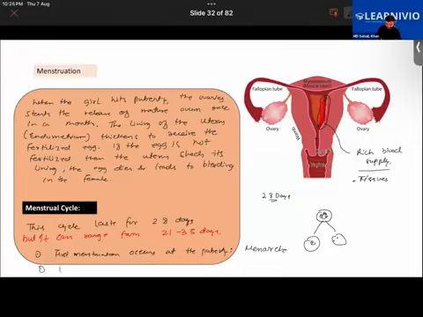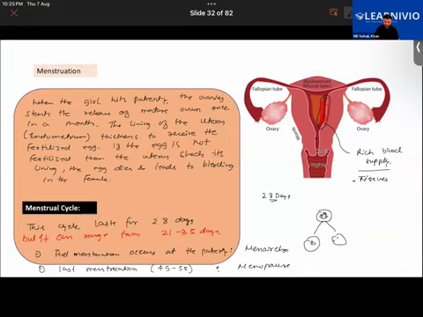Second will be the last menstruation. It means that when a female has reached the age of about 45 to 55, menstruation has stopped, and that is called menopause. These are two very important terms. Make sure you memorize these things as well. So that is menarche and menopause.